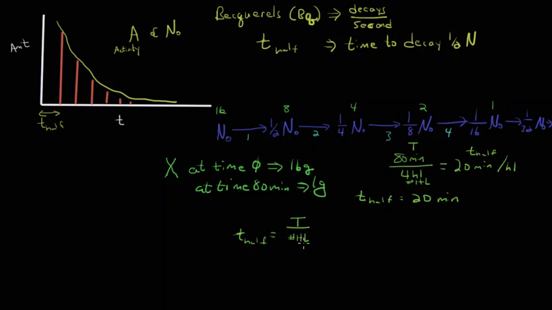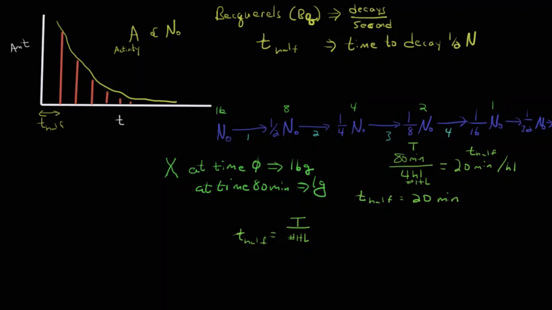If you have the number of half-lives and you know the half-life of that element, you can figure out how long it'll take to go through that number of half-lives. You can figure out, as we did, the half-life, or you can figure out the number of half-lives given the time and knowing the half-life. So this is a very good equation to know.